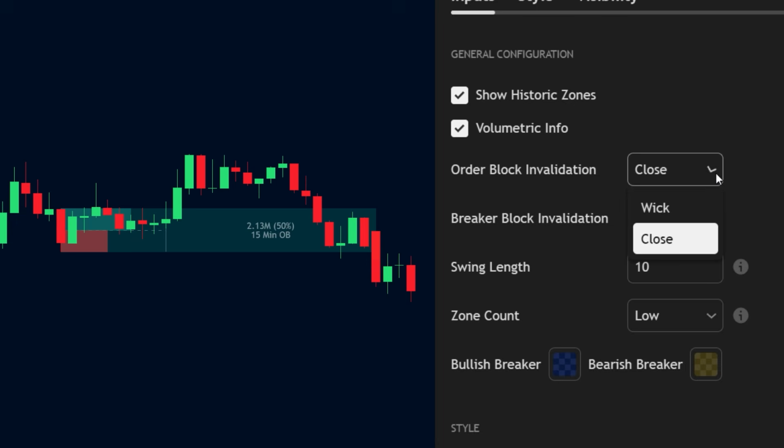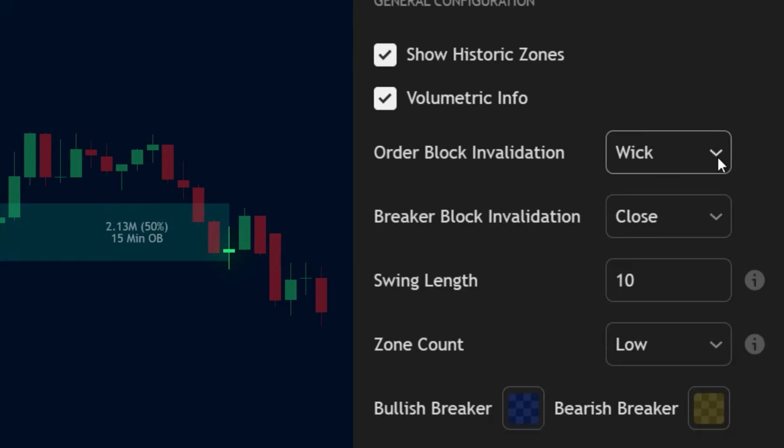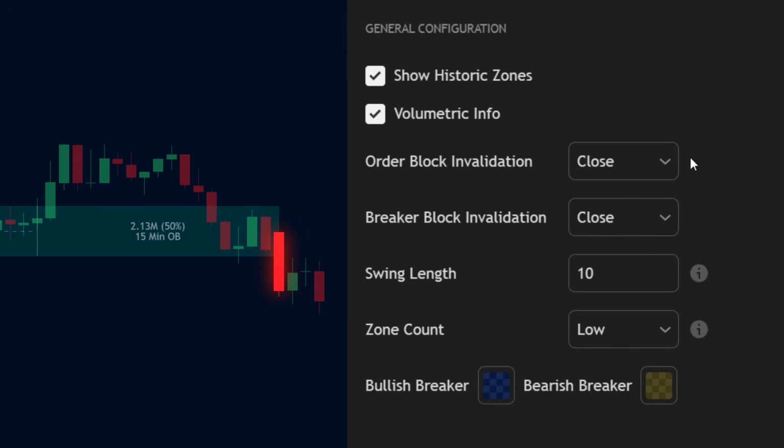Order block invalidation determines when the indicator decides the original order block has failed and a breaker block should be formed. Choose wick if you want the earliest possible signal, triggered the moment price wicks through the level. Choose close if you want confirmation from a full candle close. This setting shapes how quickly your breaker blocks appear, so set it to match your style.